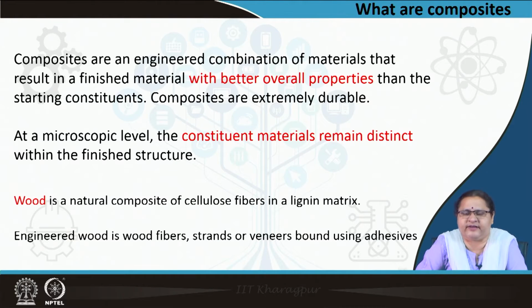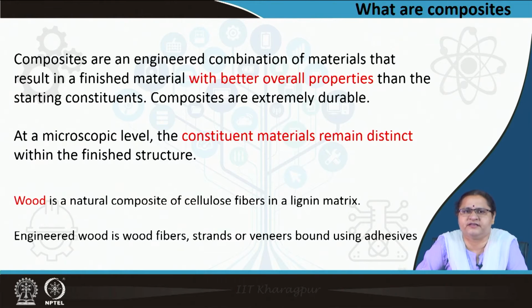At a microscopic level, each constituent remains distinct. There is no chemical reaction happening. The sand and cement bound together with water made the gel, and they could bind all the materials together, but the materials did not change property. Wood is a natural composite which grows naturally, where the cellulose fibers are there in the lignin matrix. Lignin holds the cellulose fibers together to give it strength.